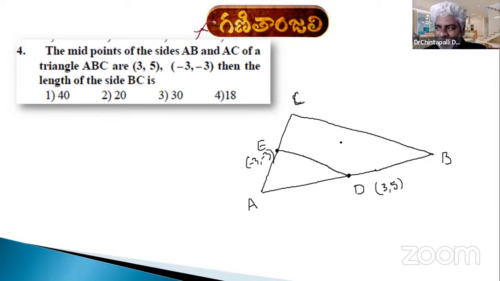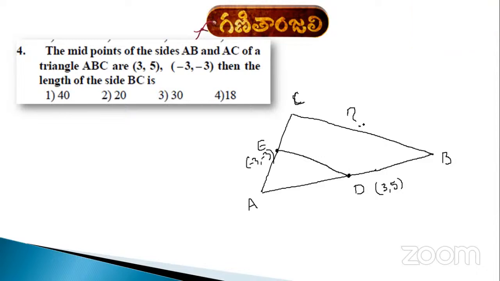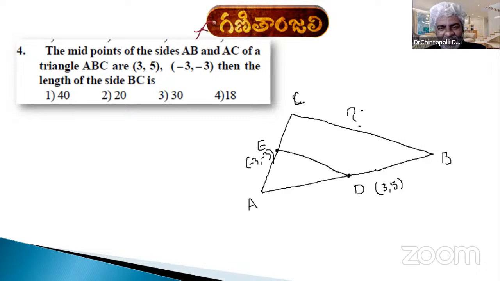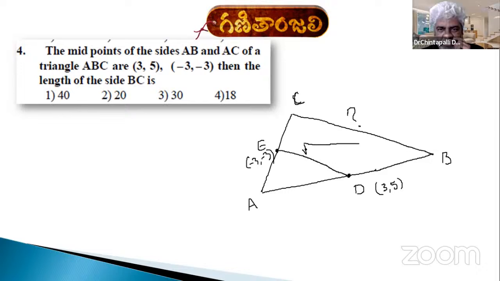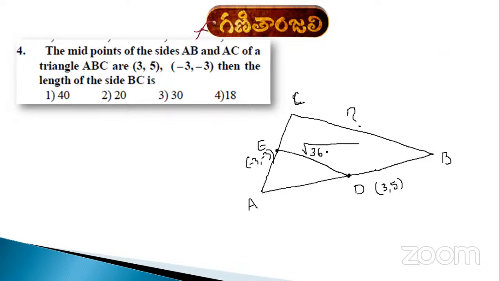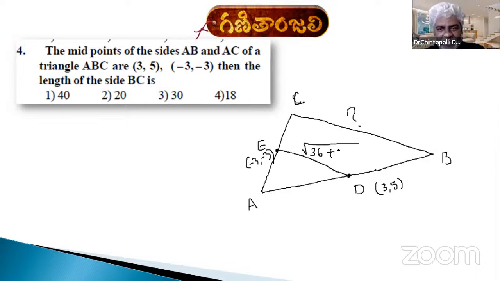What is asked now? The length of side BC. Do you have any idea how to find it? Just find the length of DE first. Use the distance formula: the square root of (x1 minus x2) whole squared plus (y1 minus y2) whole squared. That is 3 minus -3 is 6, 6 squared is 36, plus 5 plus 3 is 8, 8 squared is 64. 36 plus 64 is 100, and the root of 100 is 10.